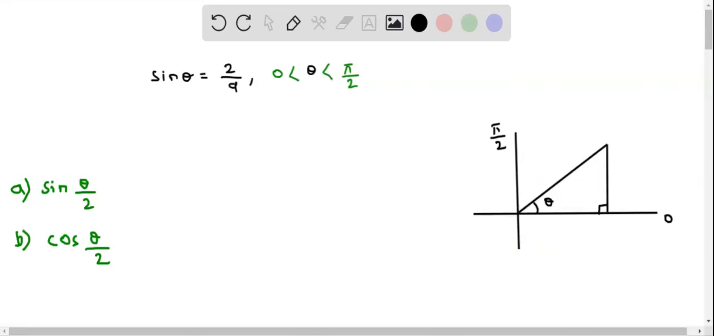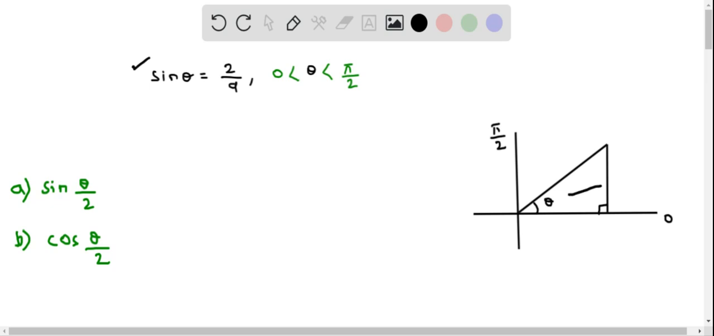We now determine the exact value of sine theta by 2 and cosine theta by 2, given that sine theta equals 2 by 9, where theta lies in the first quadrant, that is theta greater than 0 and less than pi by 2. So first we construct this right triangle. We have to mark this angle as theta, and since sine theta equals 2 by 9, sine theta is basically opposite side over hypotenuse.